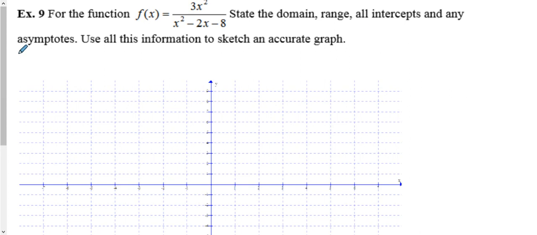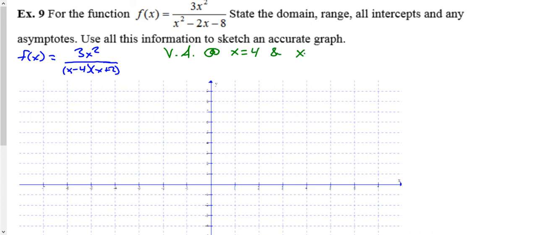So I'm going to quickly rewrite that equation. So we got f of x is going to be equal to 3x squared over, and the things that multiply to negative 8 and add to negative 2 should be negative 4 and 2. So I got x minus 4 and x plus 2. And the reason why I factored is now I can see from the bottom right away I have a vertical asymptote, and that's going to be at x equals 4 and at x equals negative 2.